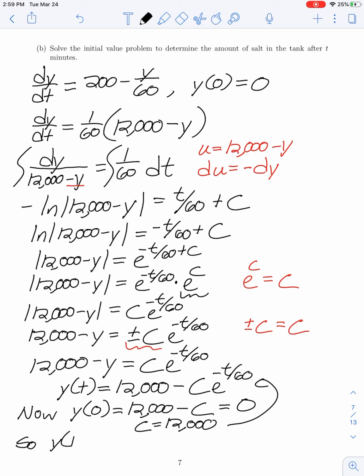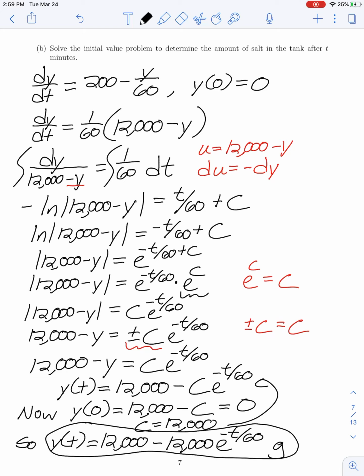and then taking that constant and substituting back into our general solution, we have y of t is equal to 12,000 minus 12,000 times e to the negative t over 60, where again we were measuring the mass of salt in our tank in grams. So we have the following function for the amount of salt measured in grams within our tank after a period of t minutes.